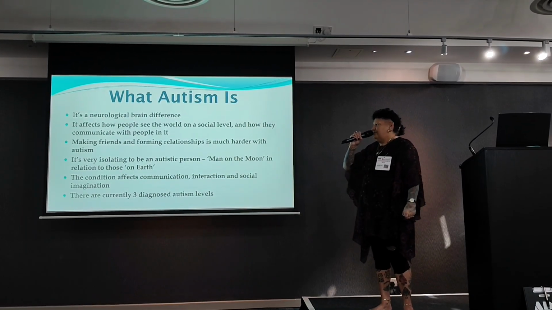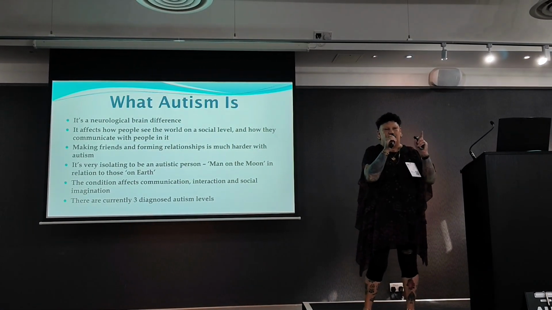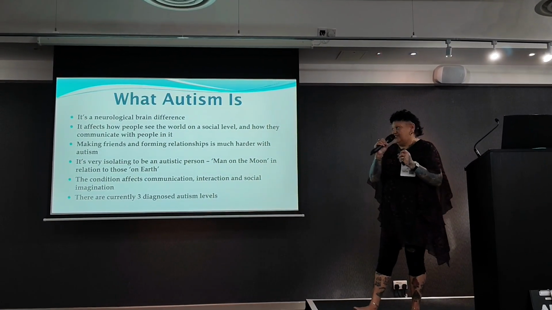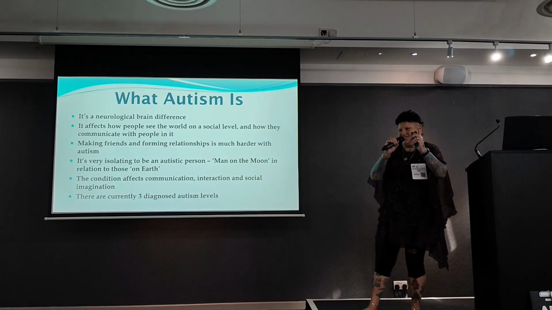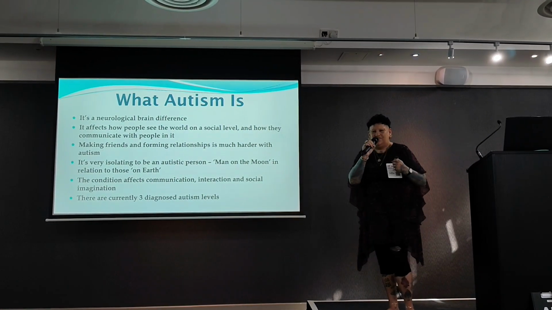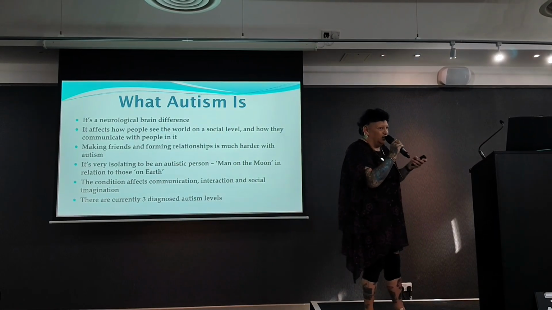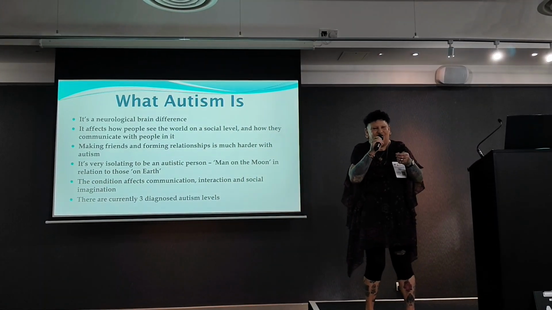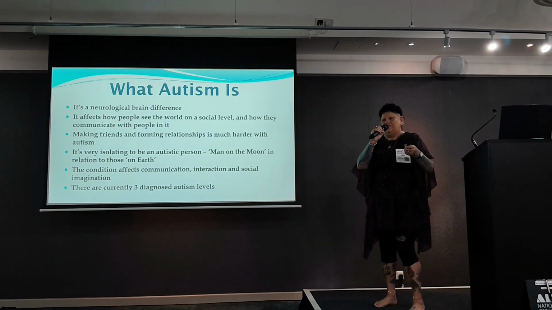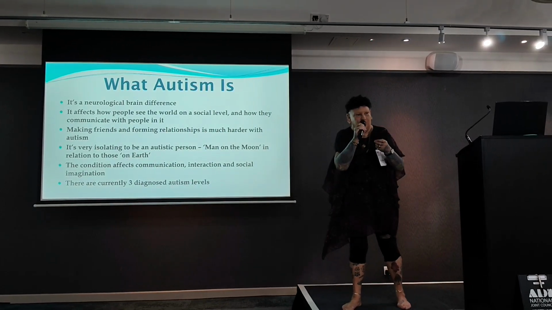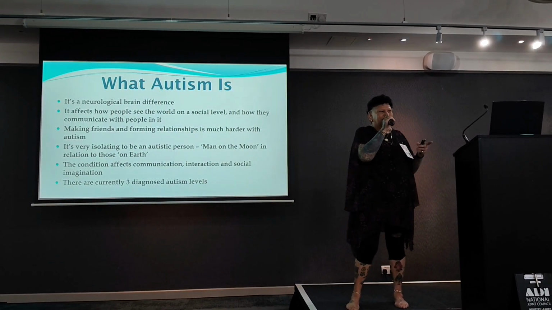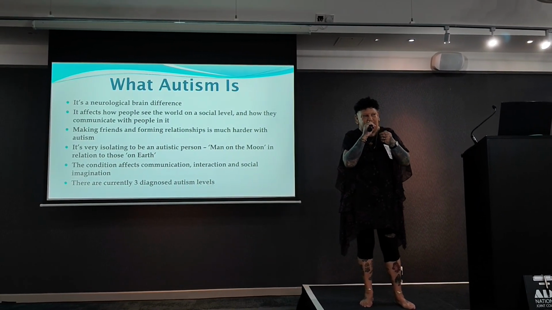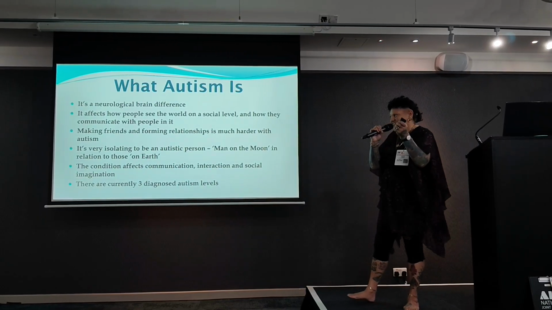So, the neurological brain difference is how we see the world on a social level. It's about making social connections, so it affects communication, interaction, and social imagination. This is the way the autistic brain works. Friendships and relationships are much, much harder if you're on the spectrum. Therefore, so is building trust with a driving instructor. Building trust with instructors is absolutely vital if you're on the autism spectrum. And if you're an autistic person who is a driving instructor, be prepared for pupils making social contacts faster than you would, because it's very difficult for us.